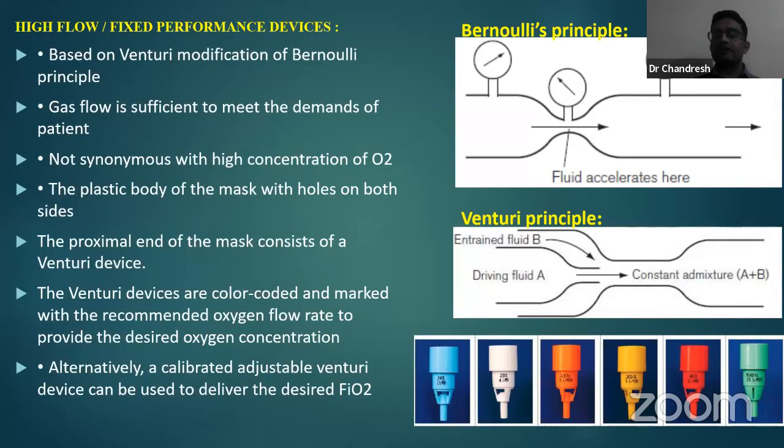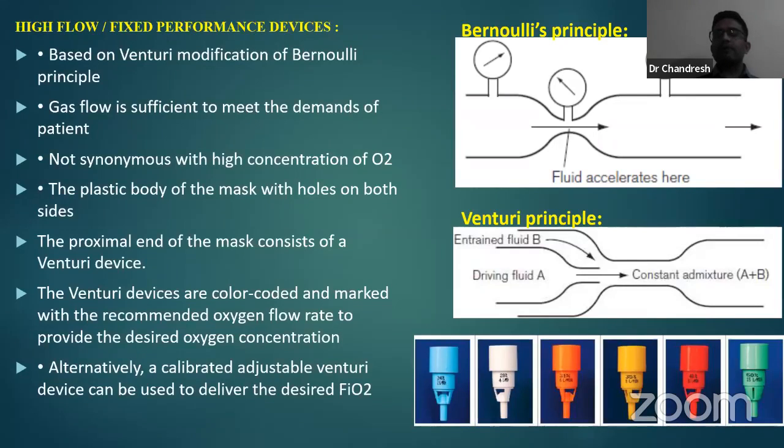But if you replicate the same Bernoulli principle into the Venturi principle, here there will be extra narrowing. If one fluid is passing through the narrow passage and there is another fluid entrained, because of this, A plus B means the amount of fluid will be a little more. The similar thing is possible with gas also. When the gas passes through the narrow passage, it will have an entrainment of the extra room air. So whatever flow you are giving, actually you are getting a higher flow.